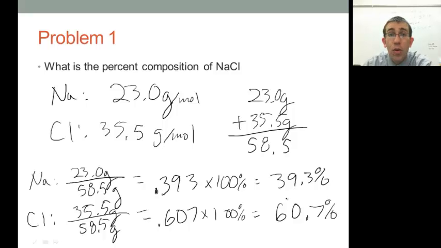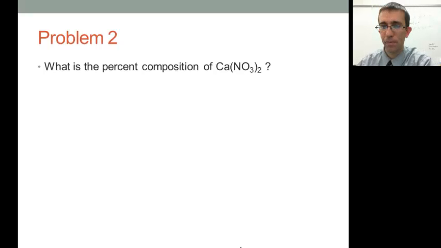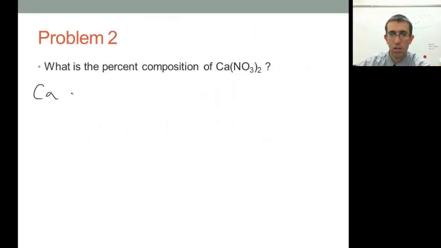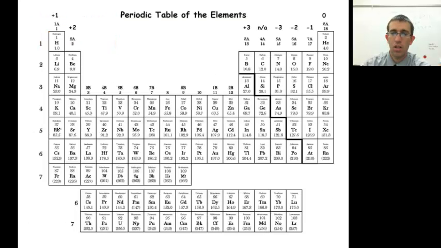If you wanted to check yourself once you do this, just add them up and they should equal 100. If I add these, it equals 100. Let's go to another problem. Alright, what's the percent composition here? Once again, I need to look at all the elements. So first thing we're going to do is find calcium. Calcium is 40.1 on the periodic table. I'm just going to put that in grams, 40.1 grams. Alright, next, nitrogen. We find nitrogen, it is 14.0.